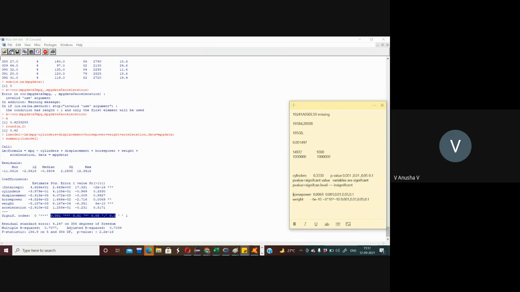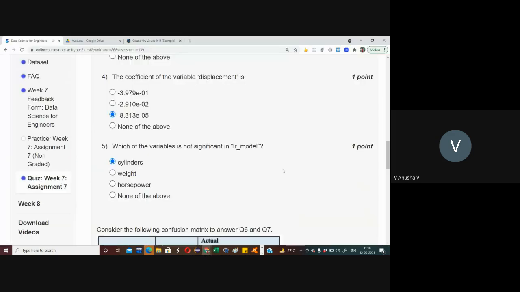In horsepower, at only one significant level you will get it as insignificant. I mean, at 0.001 you will get insignificant, but at all the other levels it will be significant. But for the cylinders variable, all the values fail. At all the significant levels, if you compare, this value will be greater than the alpha values. That's why I'll be considering cylinders as not significant. In this way you can conclude which particular variable is significant or not significant.